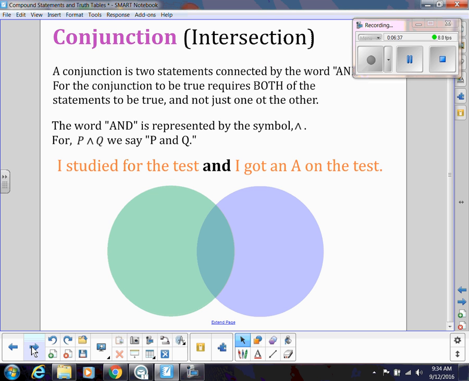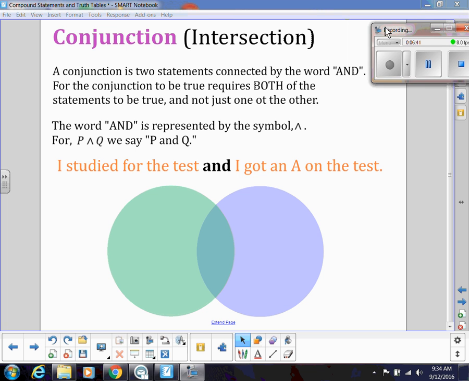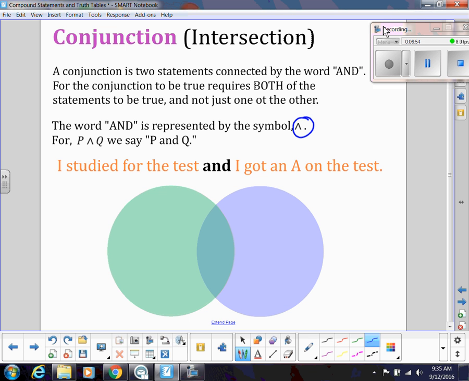The conjunction is two statements connected by the word and. Let me move that over. And. For the conjunction to be true, it requires both statements to be true, not just one or the other. Okay, so for the word and, we represent that with a symbol that kind of looks like A without this part. All right, so it looks like an upside down V.